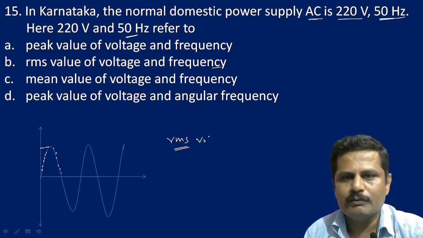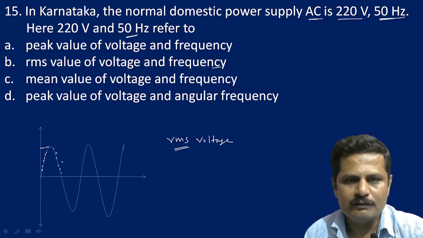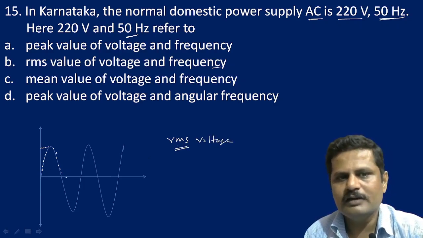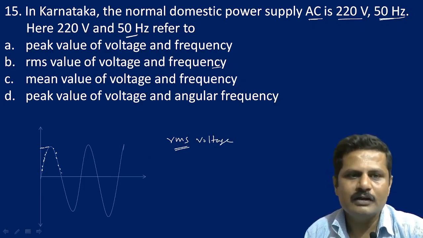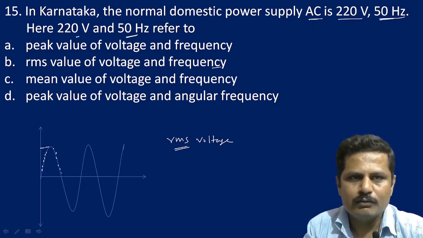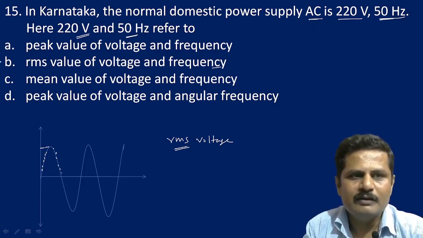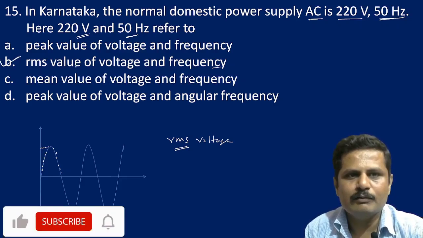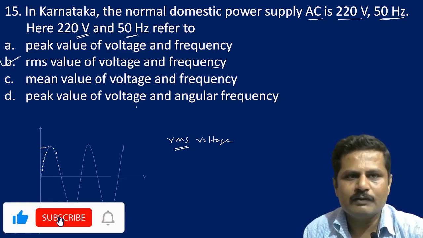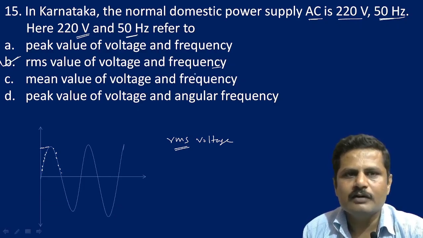This RMS value of voltage is nothing but the square root of the mean of the squares of all the instantaneous voltages of the AC wave. So the given value, that is 220 volt, is always assumed to be the RMS value. So option B is the right answer, that is, RMS value of the voltage and frequency. 220 volt is nothing but the RMS value of the voltage and 50 hertz is frequency. So option B is the right answer.